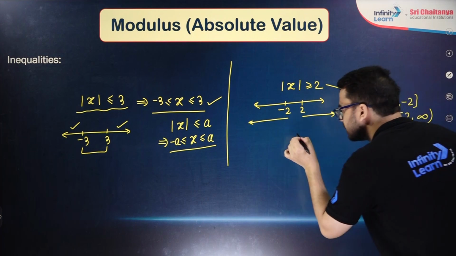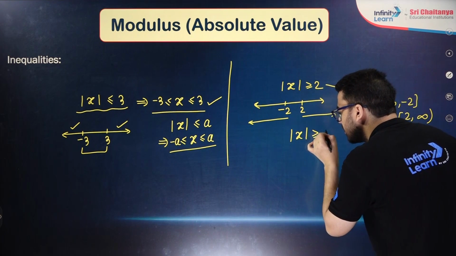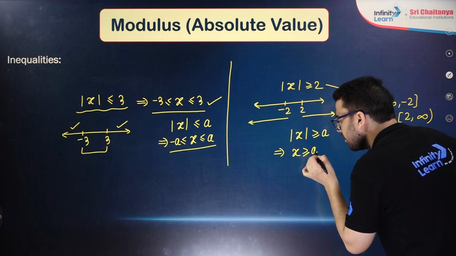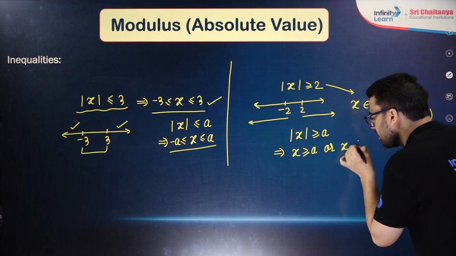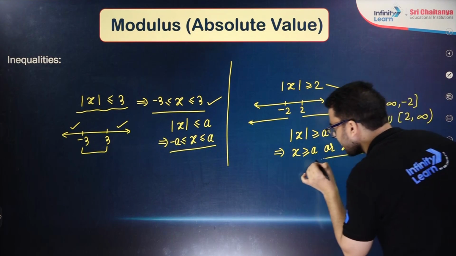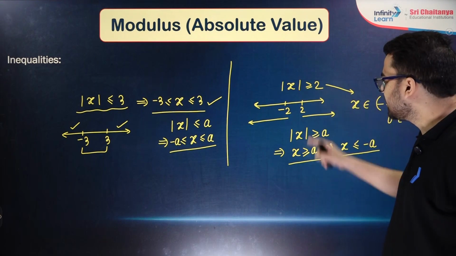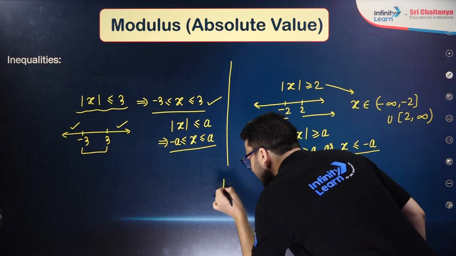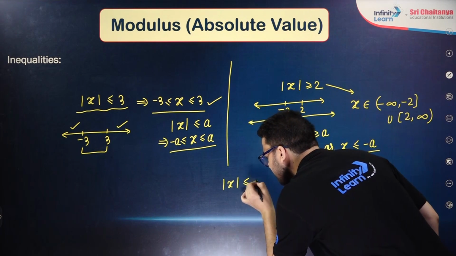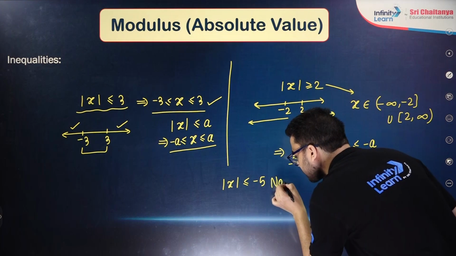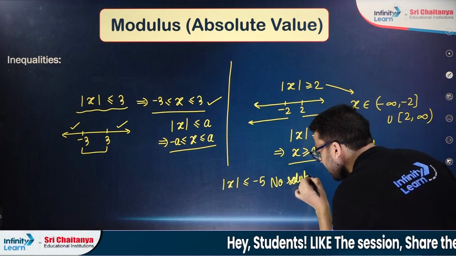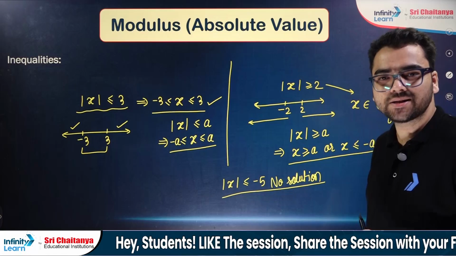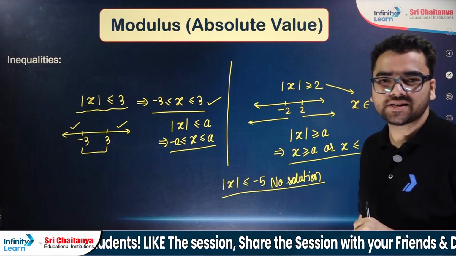So if it is modulus of x greater than or equal to a, it implies that x is greater than or equal to a or x is less than or equal to -a. That you have to understand. I hope that is clear. You see, these have to be positive numbers only. Why? Because for example, if somebody gives you modulus of x is less than or equal to -5, is it possible? No solution. Because modulus can never be negative, so you don't have to even think on it, right? Modulus can never be negative. I hope that is clear, right?